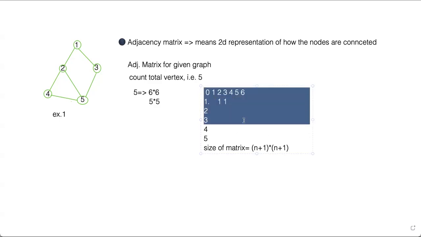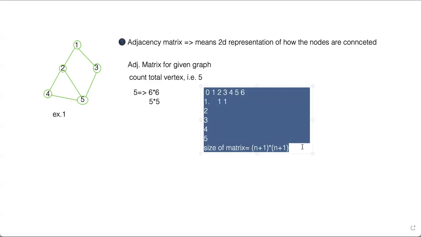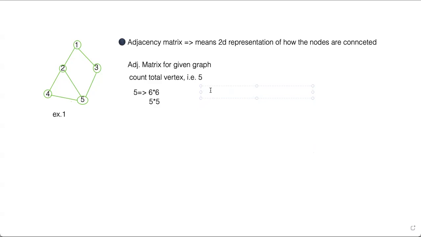But what is preferable to do, according to me, is don't go for this one. Just go and create a 5 cross 5. So we will not put the numbers here. We will just assume that this is 0 cross 0, this is 1 cross 1. Okay. So we will initialize something with this. We will take like there are 5 vertices. So we will build a 5 cross 5 matrix. So this is a 5 cross 5 matrix, right?